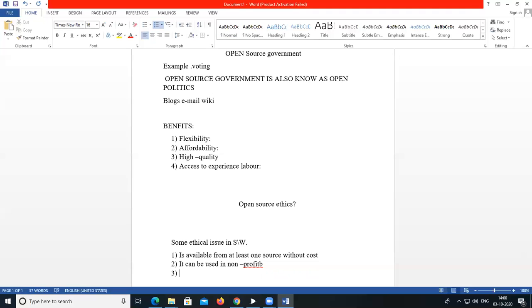Then third, it can be obtained in source code form. Okay, the third one is that it can be obtained in source code.